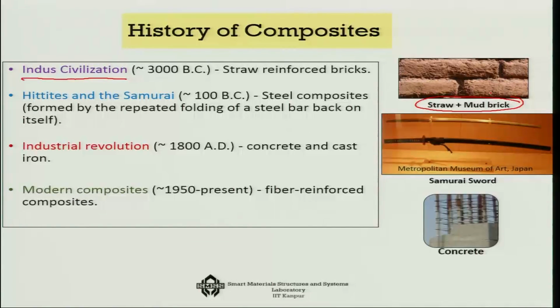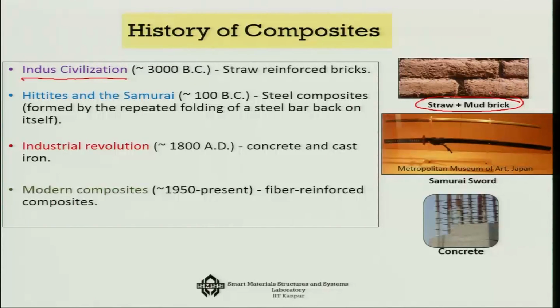That means the clay, which is like ceramics, acted as the matrix, and the straws, which is like a natural fiber, acted as the reinforcement. So the straw reinforced bricks were so much better in comparison to the bricks at that time in the Mesopotamian civilization and other civilizations, that even today you would see in Mohenjo-daro and Harappa and all such places the evidences of beautiful structures which are made of the straw reinforced bricks.